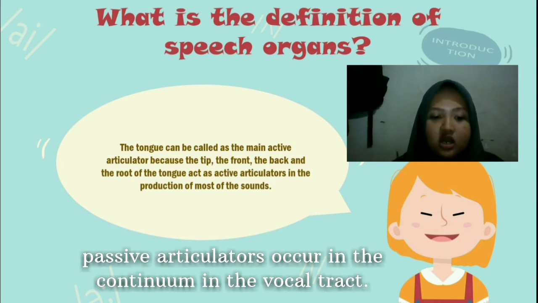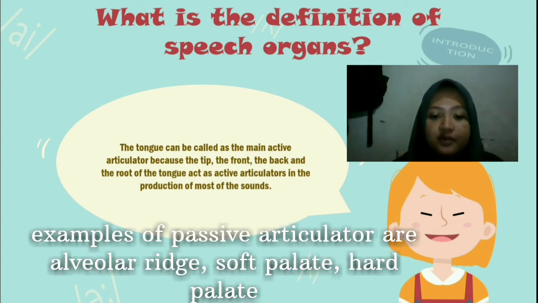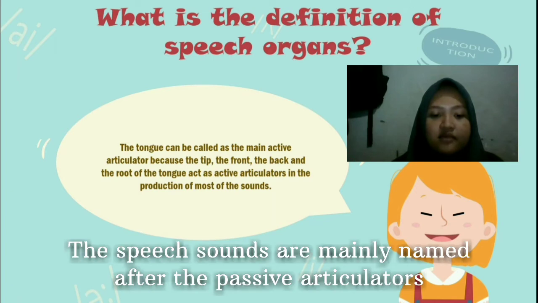Passive articulators occur in continuum in the vocal tract. Examples of passive articulators are the alveolar ridge, soft palate, and hard palate. The speech sounds are namely named after the passive articulator.